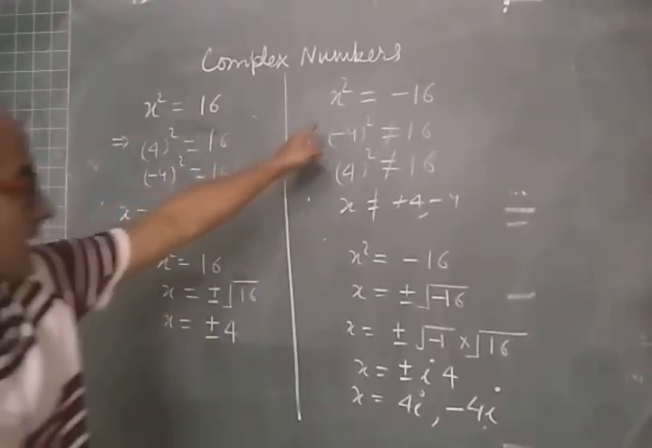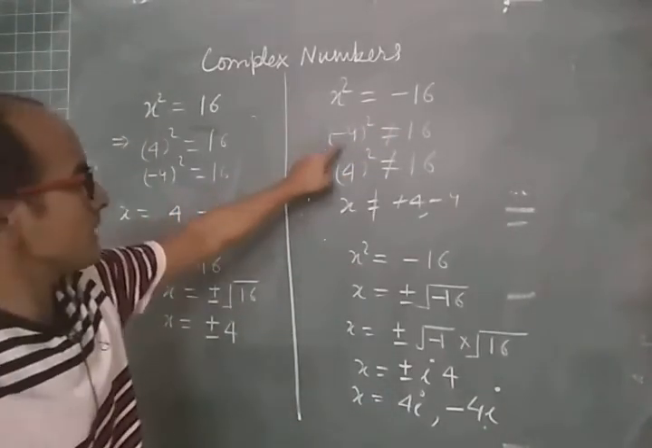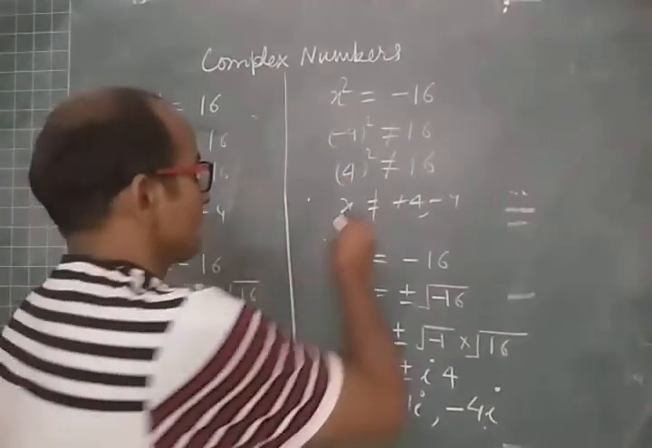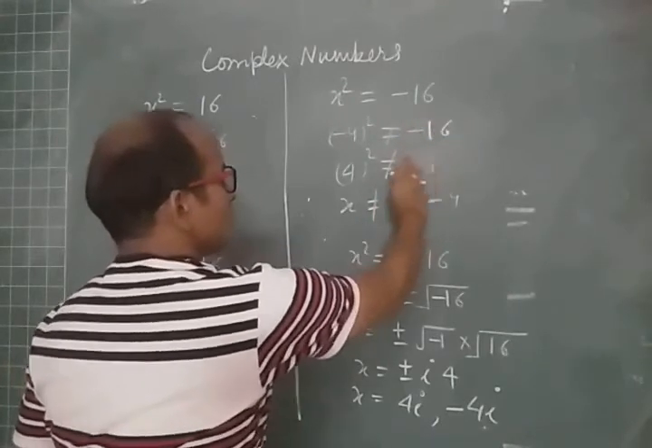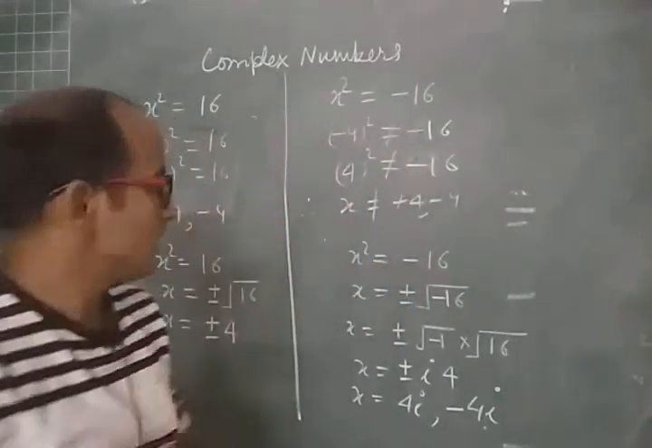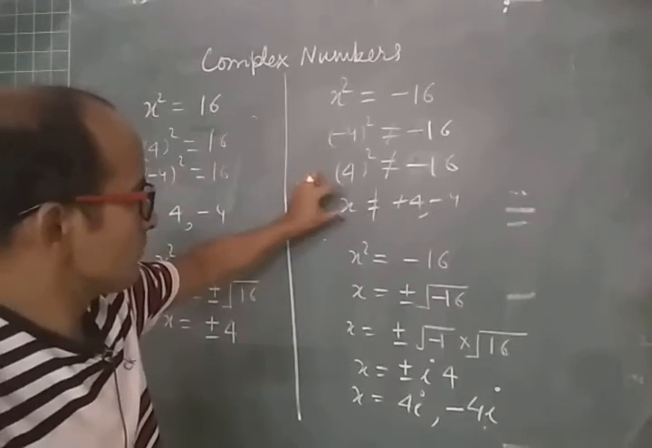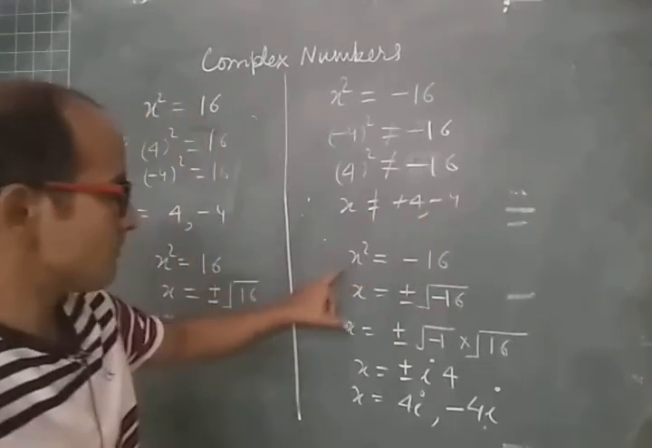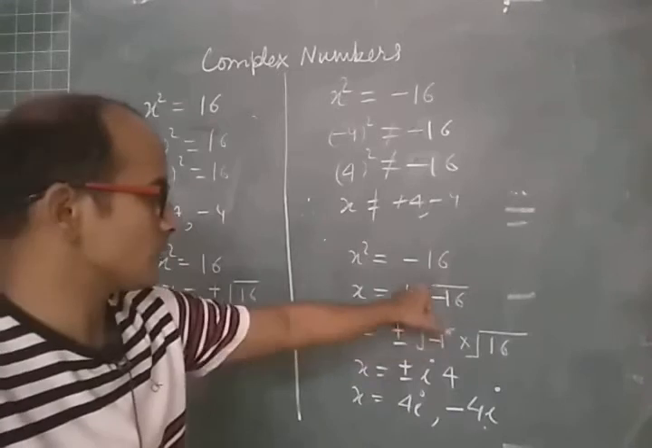On the other hand, if we say x square is equal to minus 16, that means find the values of x whose square becomes minus 16. Neither minus 4 square becomes minus 16, nor 4 square becomes minus 16. This means x cannot be minus 4 or 4. In the same way, if x square is equal to minus 16, then x will be plus minus under root of 16.